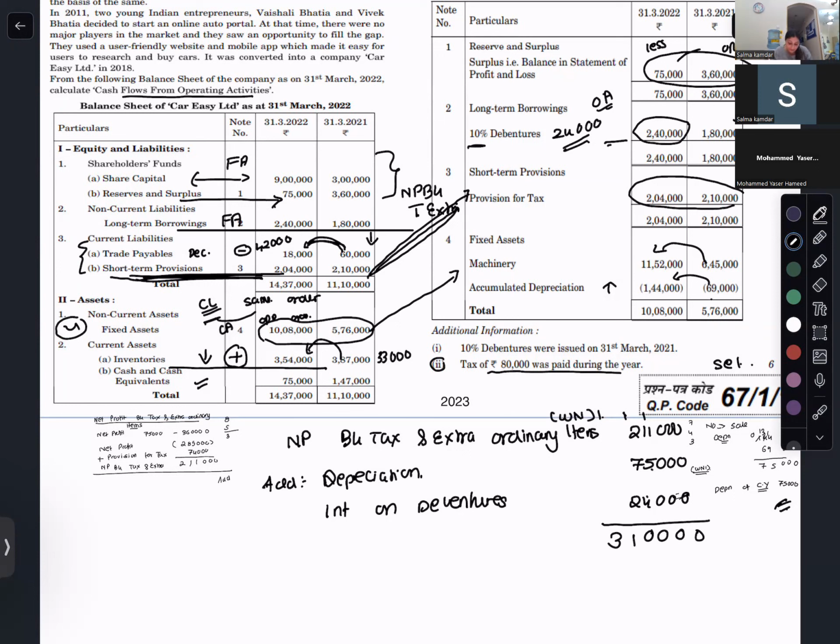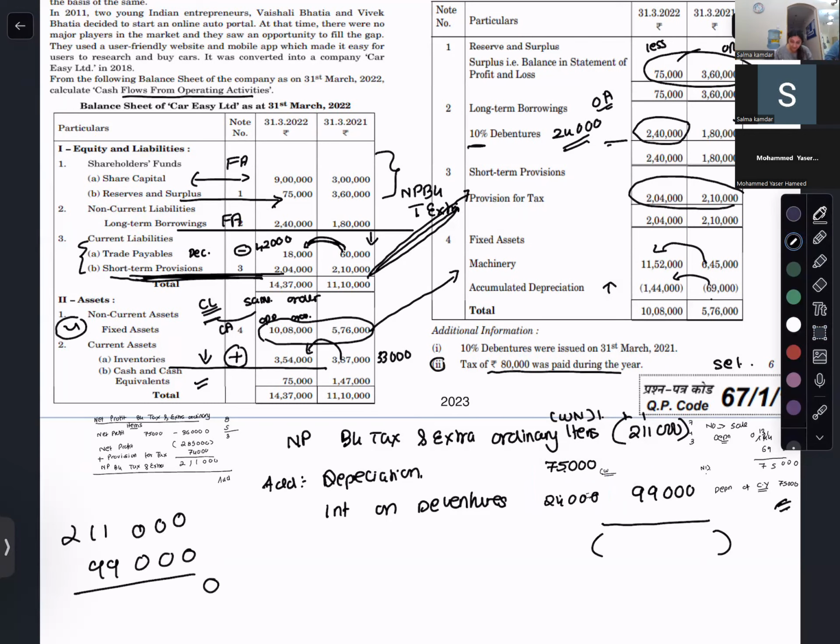Okay, there, net profit before tax and extraordinary items is a negative figure. So I've made a mistake. From 211,000, I will deduct 99,000. My answer will still be a negative figure. 211,000 minus 99,000. So this becomes 112,000.